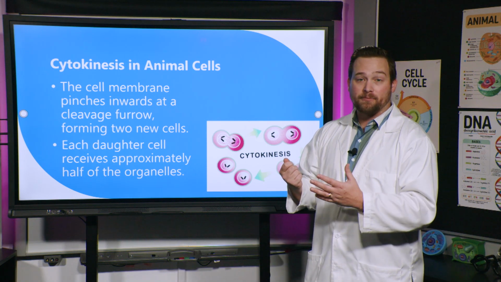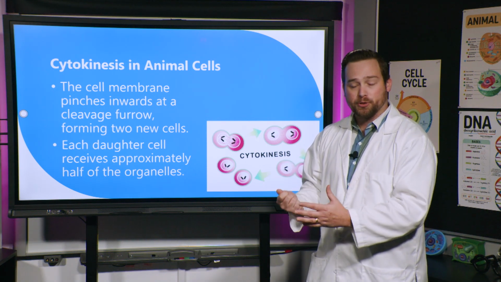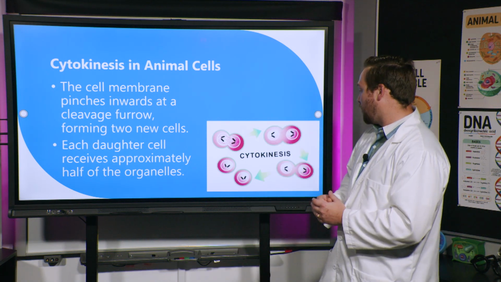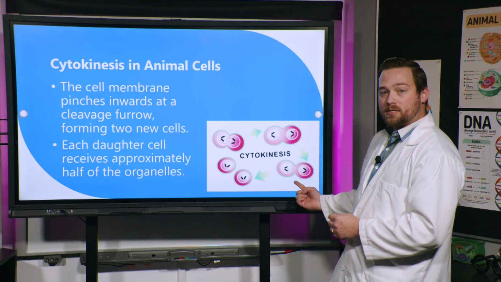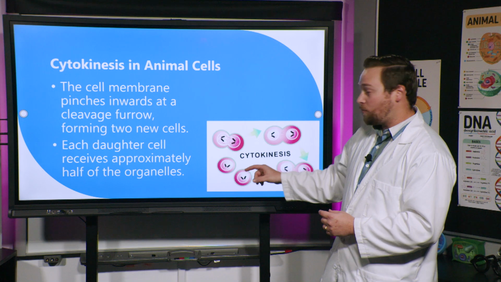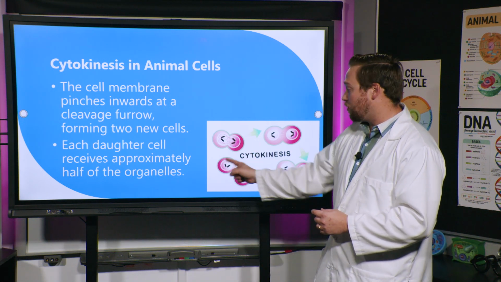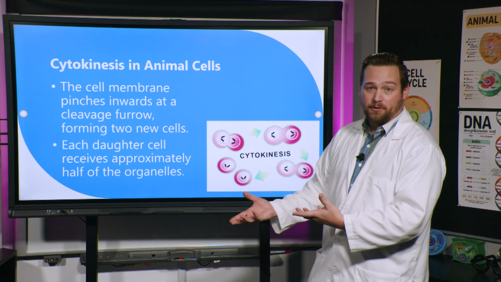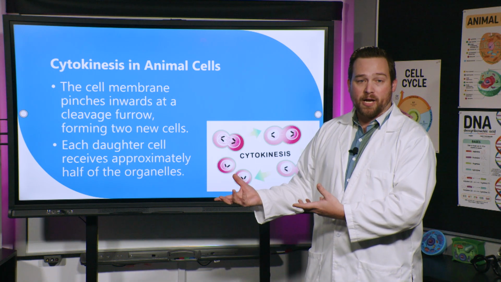Think of a cleaver as the type of knife that a butcher uses to cut the meat down the middle, okay? So that cleavage furrow continues, the pinch becomes more exaggerated, and then in the end, when the cleavage furrow goes all the way down the middle, we are ending with two new cells here. Okay, so this is how animal cells do this.